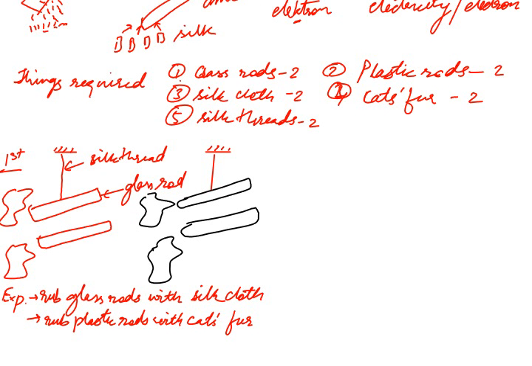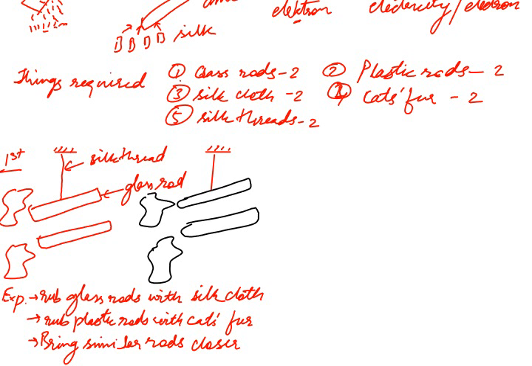Next, after the glass rods are rubbed with silk cloth and the plastic rods are rubbed with cat's fur, I will bring the two glass rods closer and the two plastic rods closer. Third step will be to bring similar rods closer.